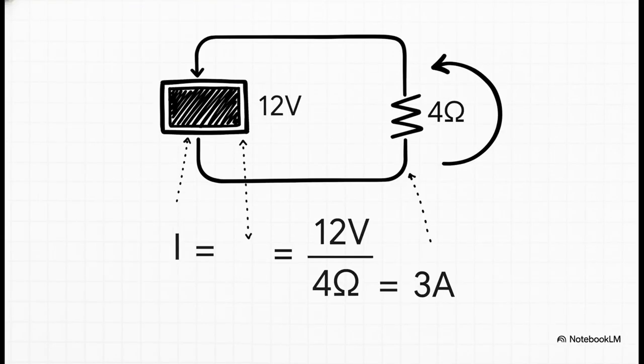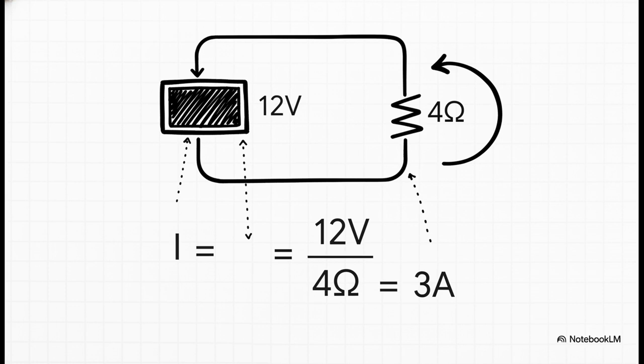Let's put it to the test right now. Let's say you have a standard 12-volt car battery, and you hook it up to a resistor that has 4 ohms of resistance. How much current is going to flow? Well, we just use our triangle. Current equals voltage divided by resistance. So that's 12 volts divided by 4 ohms, which gives us 3 amperes of current. See? It works every time.